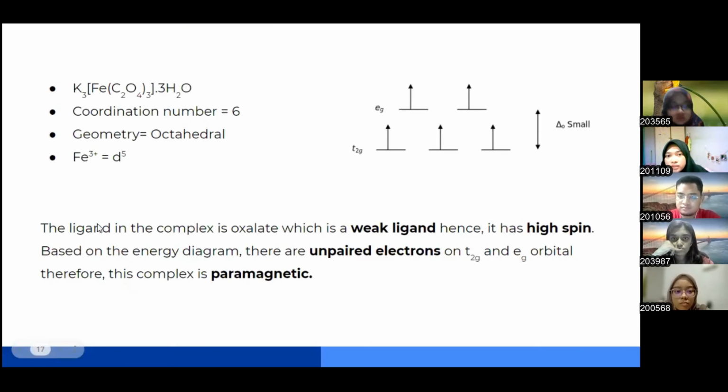So the coordination number for this complex is 6 and the geometry is octahedral. And then iron 3 plus is d5. The ligand in the complex is oxalate, which is a weak ligand, hence it has high spin. Based on the energy diagram above, there are unpaired electrons on the t2g orbital and eg orbital. Therefore, this complex is paramagnetic.